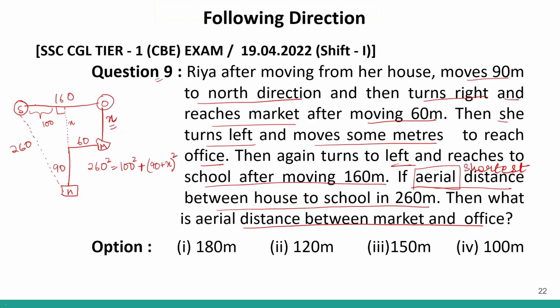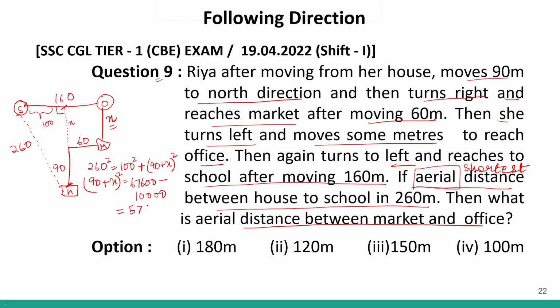According to the Pythagoras theorem, the square of this side plus the square of this side is equal to the square of this side. So 260 square will be equal to 100 square plus 90 plus x square, correct? So 90 plus x square will be equal to 260 square. If you square this, 26 square is 676 and then 20. Minus, because the 100 will go to that side, so it will be minus 10000. Correct? This is equal to how much?